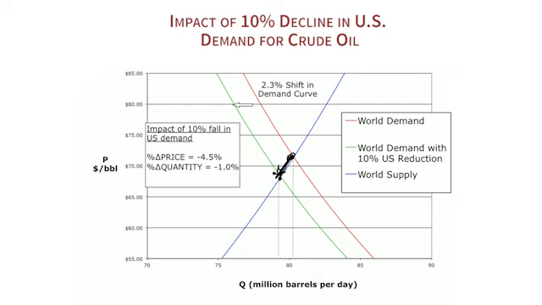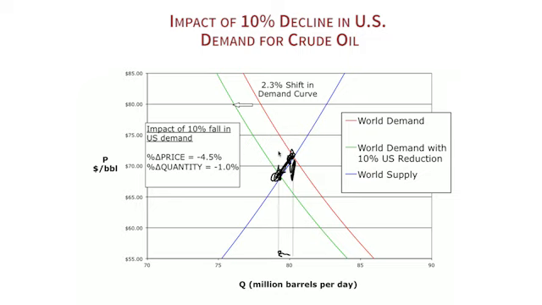That's smaller than the 2.3% that the U.S. consumption fell by as a fraction of the world market. And that's because of this change in price. The change in price has affected the suppliers. It has also affected the amount demanded in the world as a whole. And the price itself also falls. The price falls by 4.5%. So we've got a decline in price of 4.5% and a decline in total production of 1%.